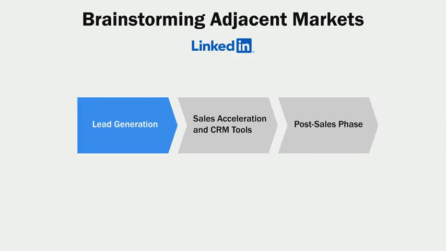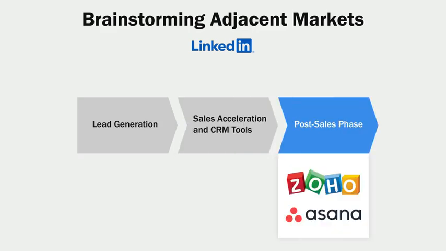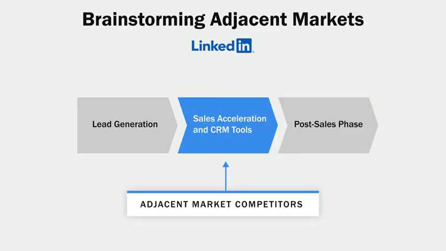For example, for LinkedIn Sales Navigator, salespeople go through a standard journey when doing sales. Their first step is lead generation, where they get a list of people to reach out to. Then they actually have to reach out to them and monitor their conversation towards a sale, which is typically managed by sales acceleration tools like Yesware and Outreach, and CRM tools like Salesforce or Microsoft Dynamics. Finally, after the sale is complete, they'll have a post-sales phase where they focus on making sure the customer is happy using customer service tools like Zoho or Asana. In this example then, Sales Navigator's adjacent markets are the sales acceleration and CRM tools.